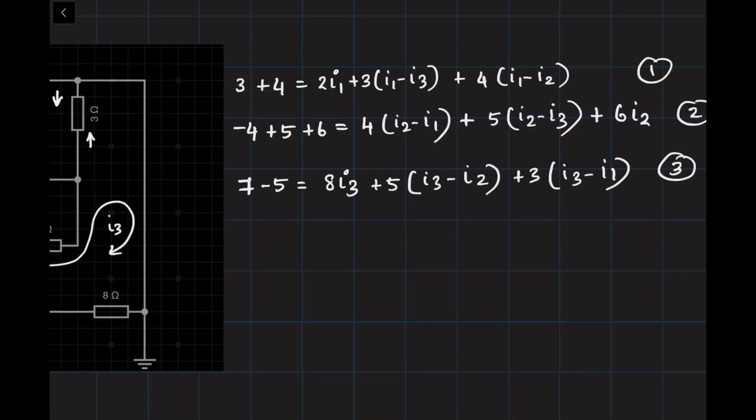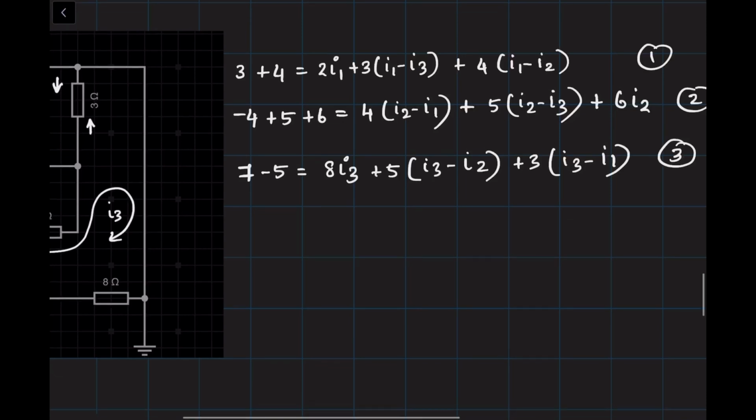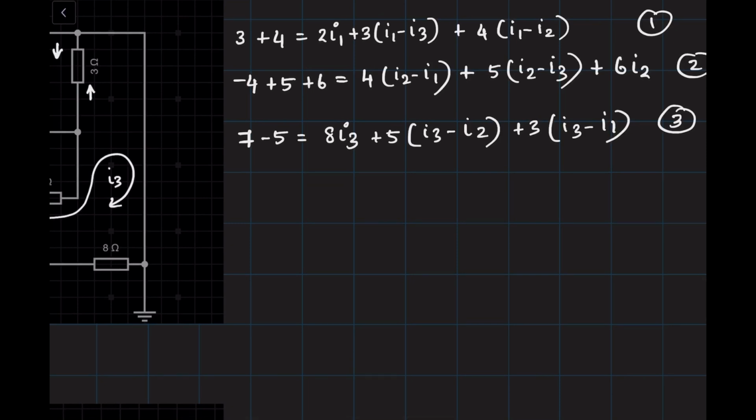Understood? Now you can solve these 3 equations. I'm not wasting time on that. I'm directly writing the answers. Once you solve this, you get I1 equal to 1.5 ampere, I2 equal to 1.13 ampere, and I3 equal to 0.76 ampere.